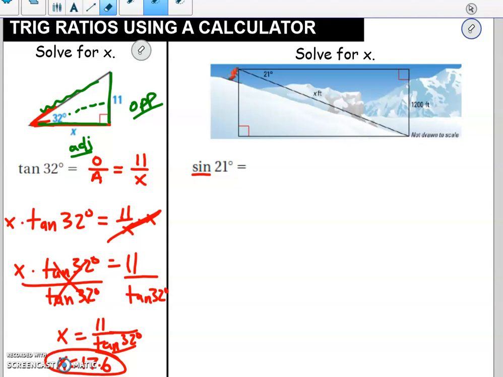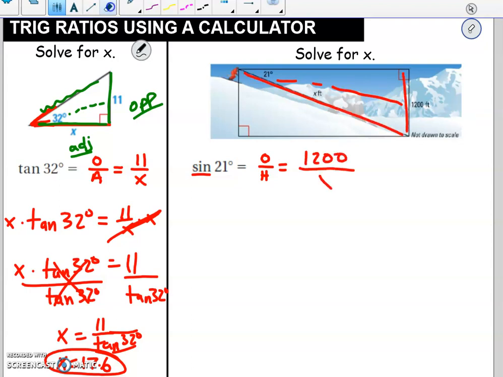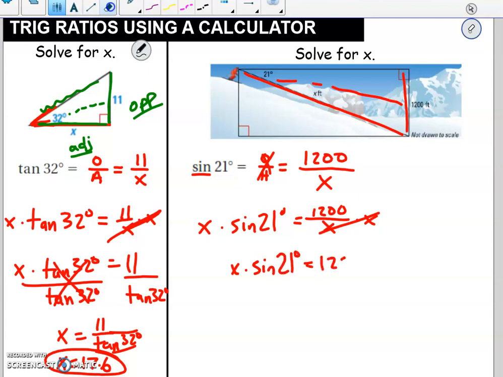Okay, so let's set that up. What is the sine of 21? Well, the sine, remember, is the opposite over hypotenuse, which is opposite 1200, and a hypotenuse here of x. So I'll rewrite that so we can just kind of get rid of that. That was just to guide me. The sine of 21 degrees is 1200 over x. And now I'm going to get x by itself in the same way I did on the left-hand side. I'm going to multiply it on both sides. That gets it out of the denominator here. So now I've got x times the sine of 21 degrees is 1200.